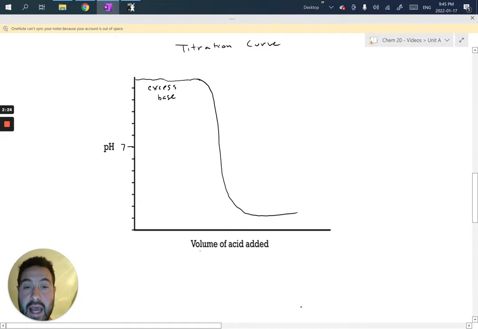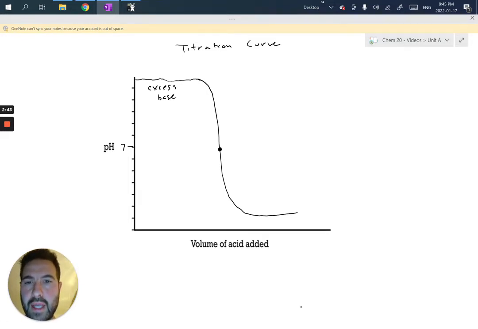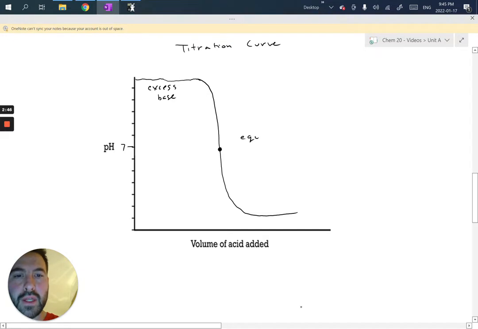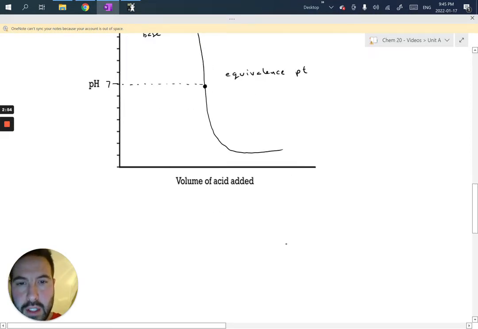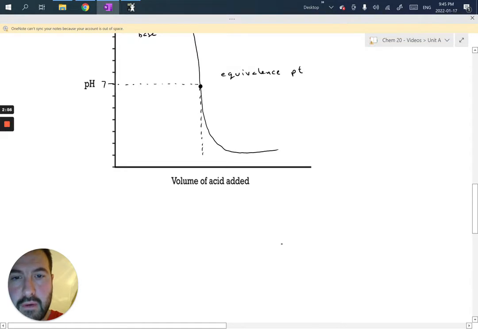I'm going to add acid slowly, and at the point where I have equivalent amounts of acid and base, I'm going to immediately drop my pH to a point right in the middle of this vertical portion of the graph, and I make a point right here. This is called the equivalence point. The equivalence point represents a pH, and it also represents a volume of titrant added. Whatever you're adding, that's your titrant.